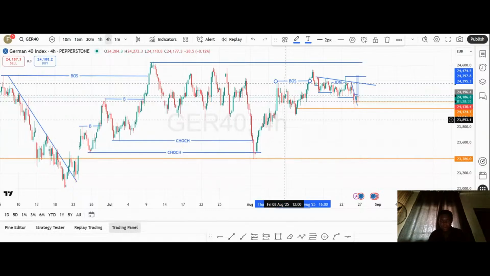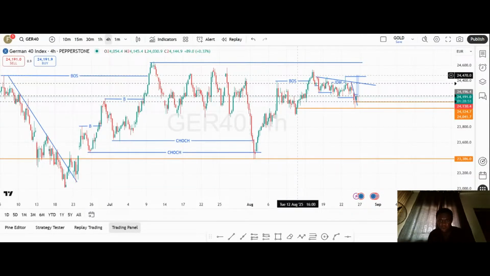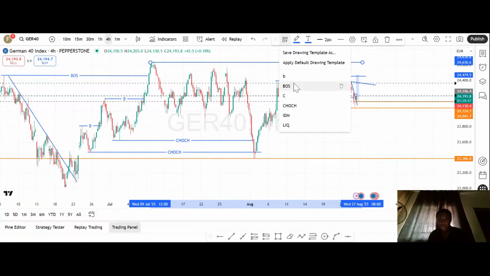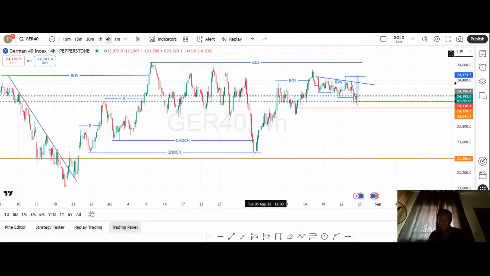So all these things now are internal break of structure. This one is for you to break this major high. So these are internal. As you break this structure now, here is your change of character. Here now is your change of character.